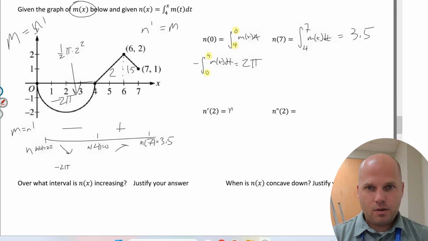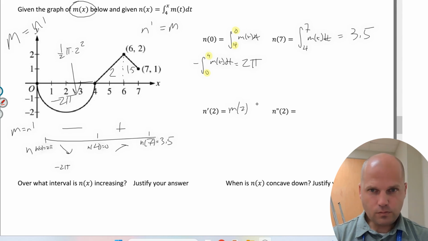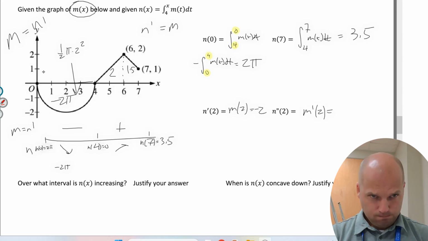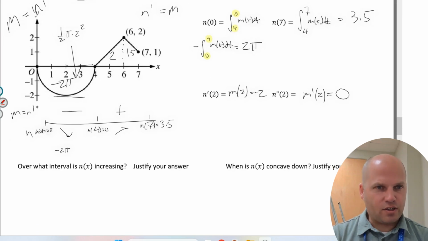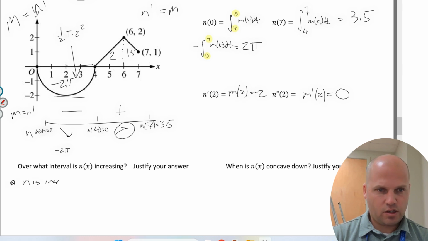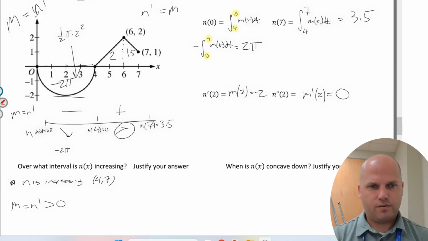N prime equals m. M of 2 is this value, -2. N double prime equals m prime. M prime is the slope of m. Slope of m here is 0. You can kind of see that's a horizontal tangent. N is increasing from 4 to 7, as that is when m, which equals n prime, is positive. That's it. That's all you need for your justification.